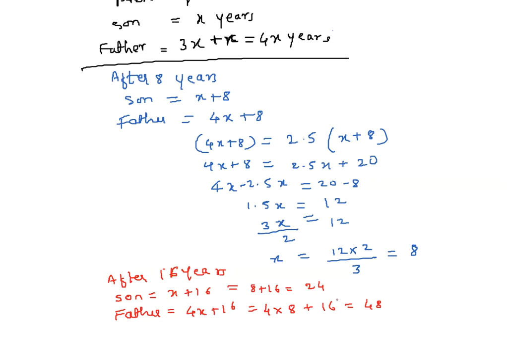Now we can understand how many times the father's age is. It's exactly 2 times. Father's age is 2 times the son's. So the answer is 2 times.